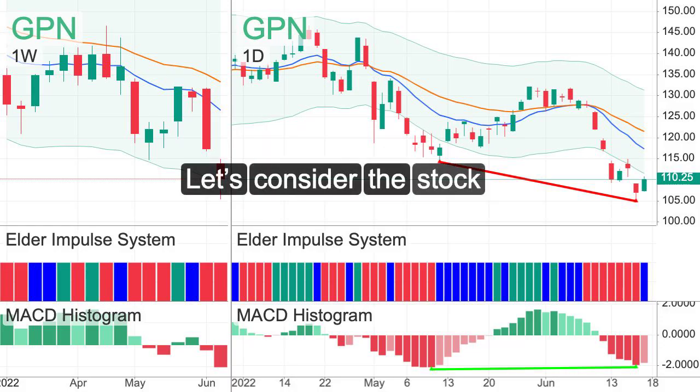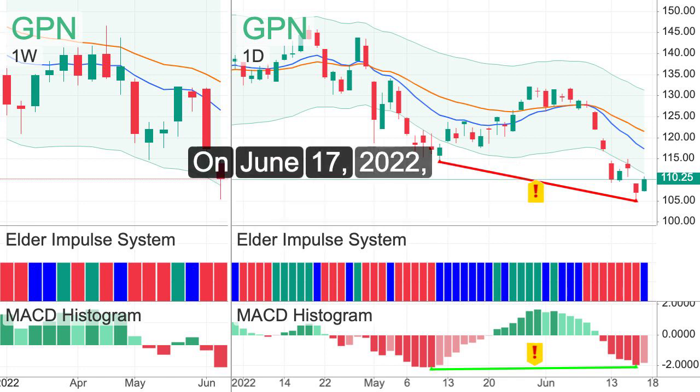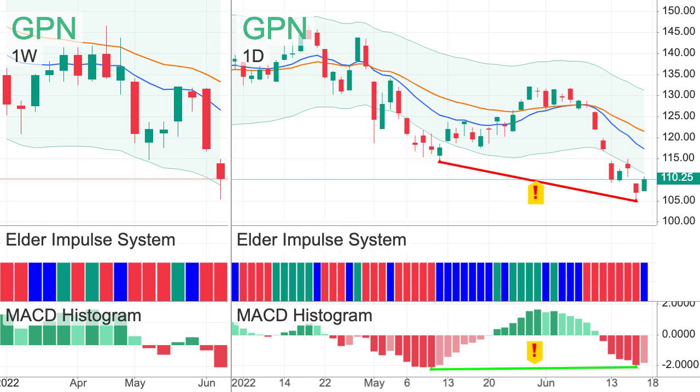Let's consider the stock of Global Payments Inc. On June 17, 2022, a bull divergence formed in a downtrend. This is a strong buy signal. There is a first light bar on the histogram. Are you ready to submit a buy order?